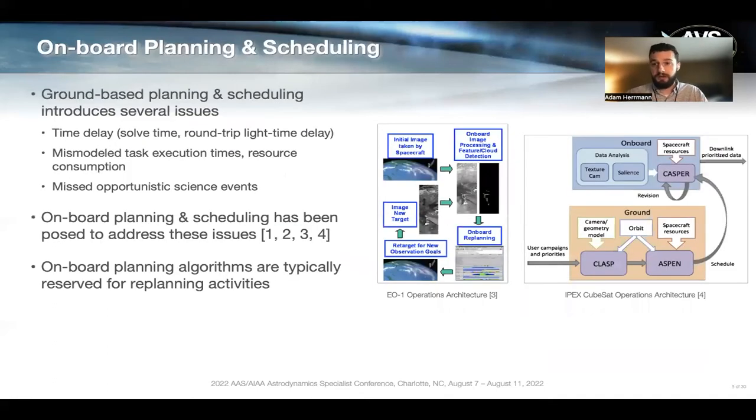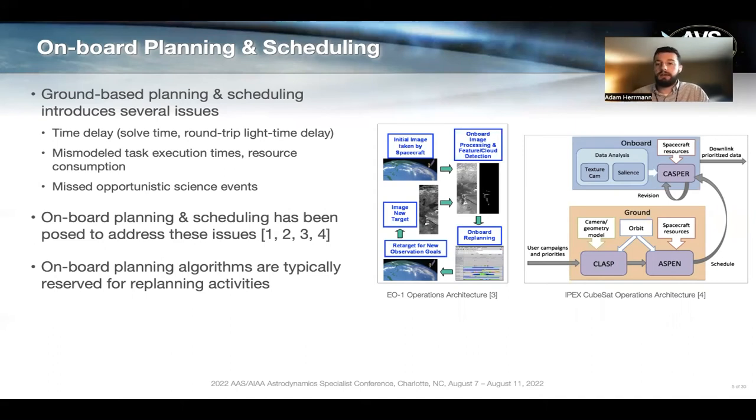This process has worked really well, but for the past few decades, onboard planning and scheduling has been posed to address some of the problems introduced by ground-based planning and scheduling. And namely, those problems include the time delay, so the solve time and the round-trip light time delay. You also don't have a perfect model of the environment and the spacecraft, so you can have mismodeled task execution times or mismodeled resource consumption that necessitates replanning. And you can also miss opportunistic science events if they occur at a frequency that is higher than your time delay, right? So onboard planning and scheduling has been used quite successfully.